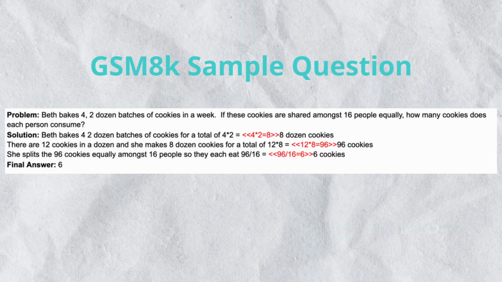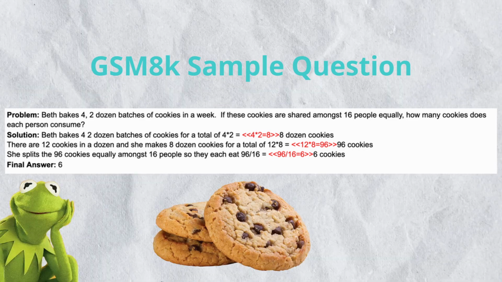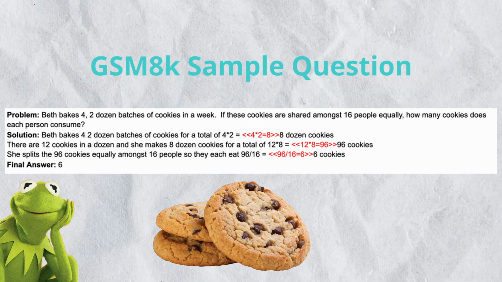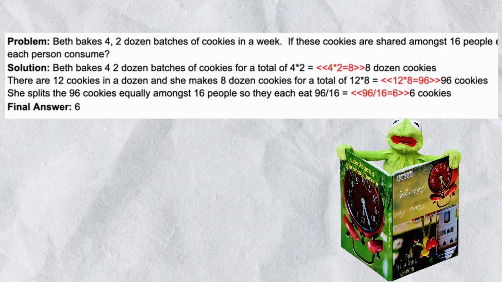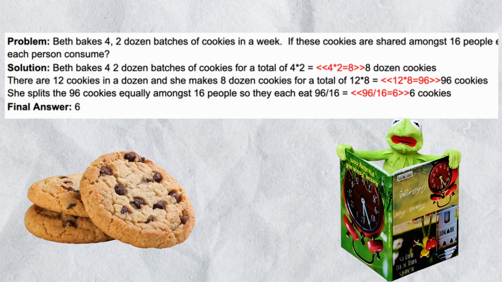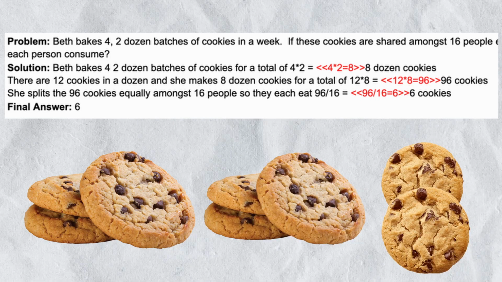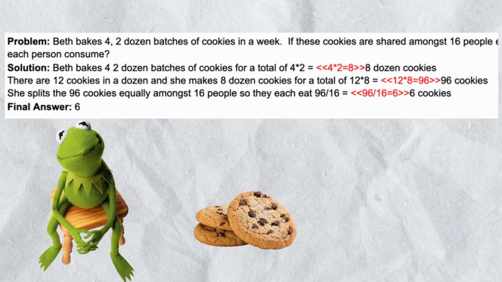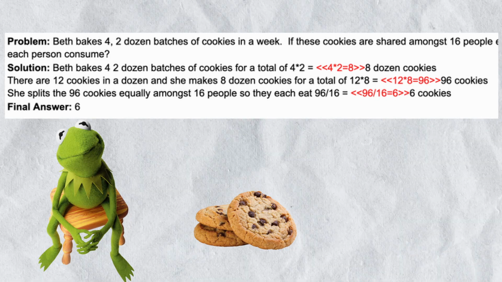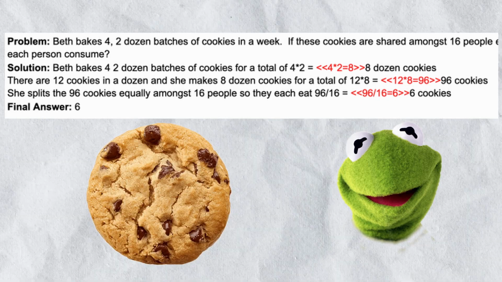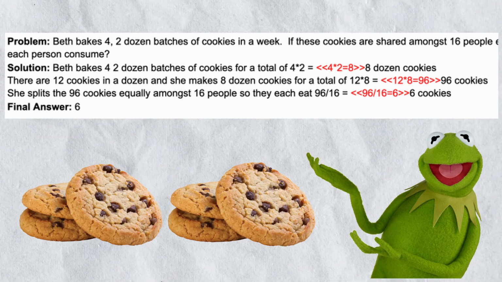So the problem is Beth bakes 2 dozen batches of cookies in a week. If these cookies are shared amongst 16 people equally, how many cookies does each person consume? And the multi-step reasoning solution would be Beth bakes 2 dozen batches of cookies for a total of 4 multiplied by 2, which is 8 dozen cookies. There are 12 cookies in a dozen, and she makes 8 dozen cookies for a total of 12 multiplied by 8, which is 96 cookies. And she splits the 96 cookies equally among 16 persons, so they each eat 6 cookies.